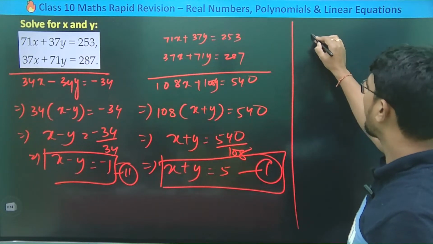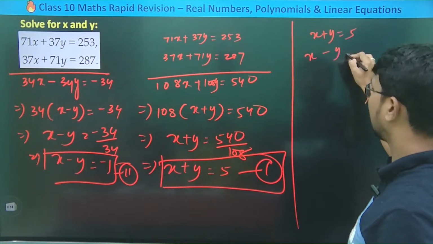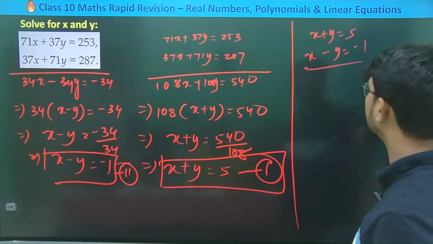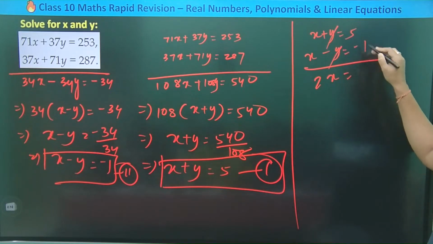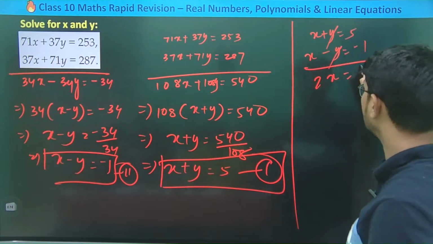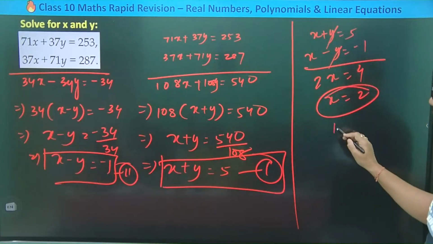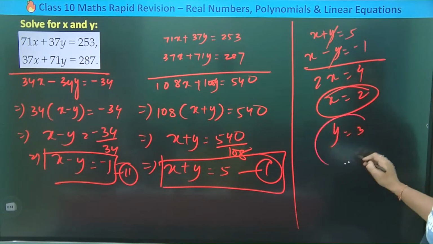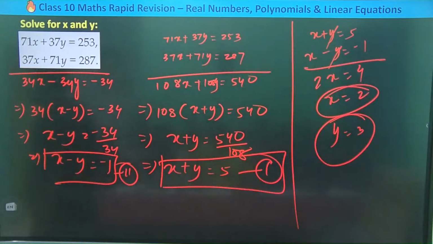x plus y equals 5. x minus y equals minus 1. Let us add them. y cancels. So 2x equals 5 plus 1. Sorry, 5 minus 1, right? 5 minus 1 is 4. x is 2. If x is 2, then how much is y? y should be 3. Okay, online is done. Very good. Next question, next question.